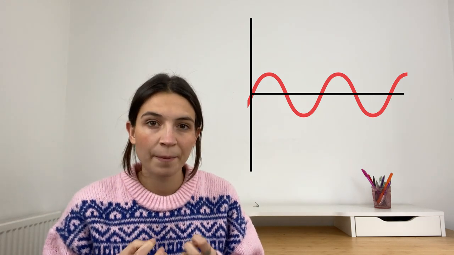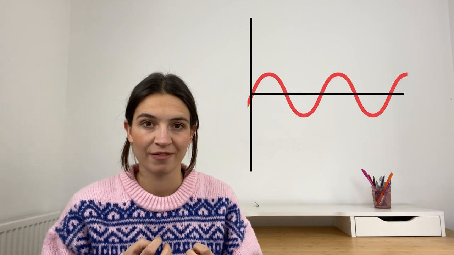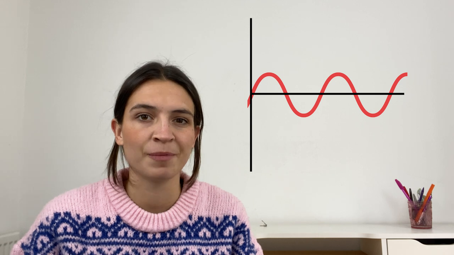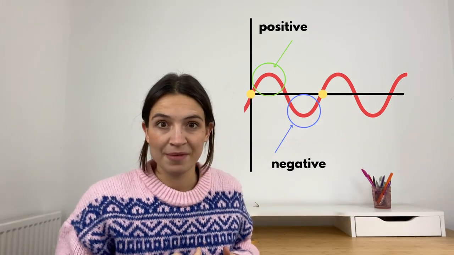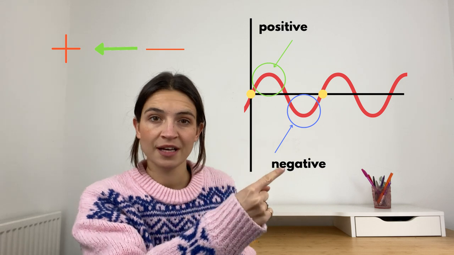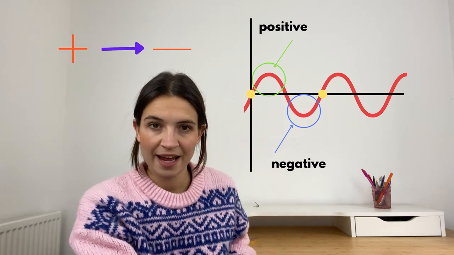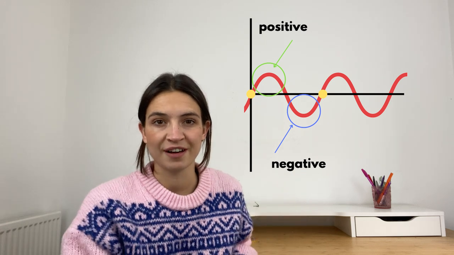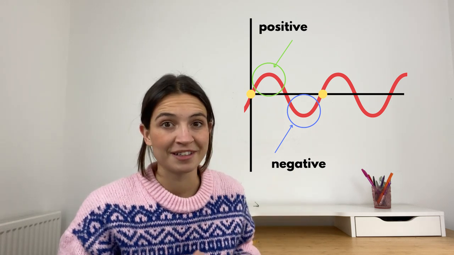When we were talking about the frequency of my current, we decided that in the UK, the frequency of the mains supply is 50 Hertz. That means that a coulomb goes towards the positive side, turns round, goes towards the negative side, and then turns back towards the positive side 50 times every second.